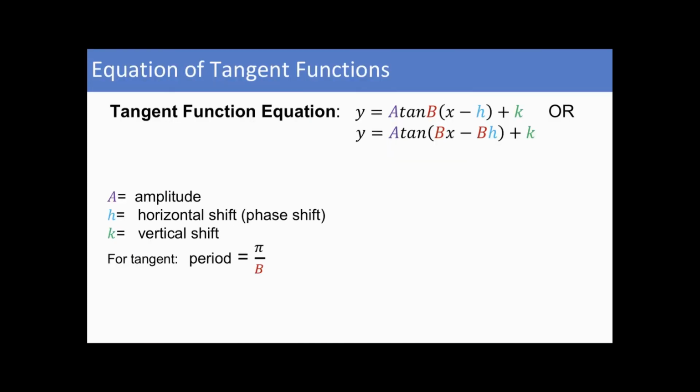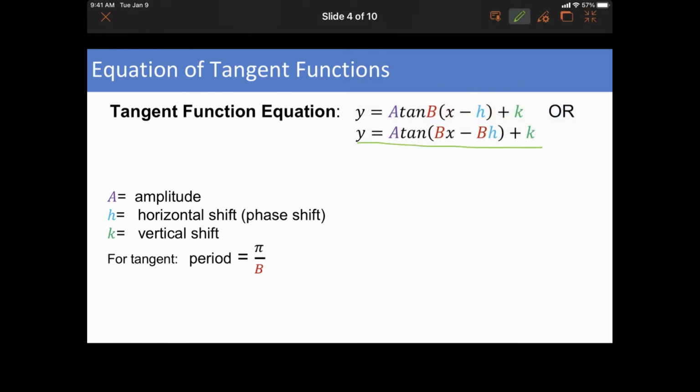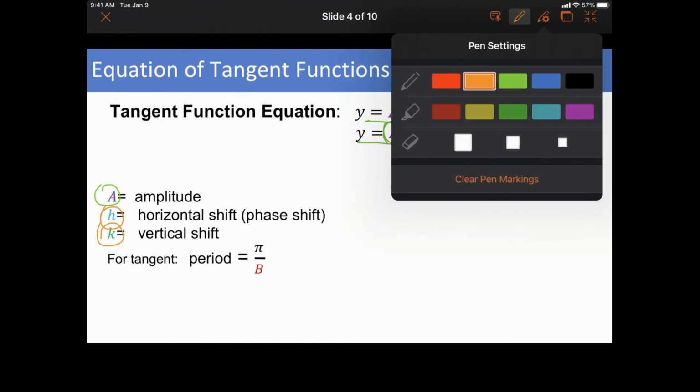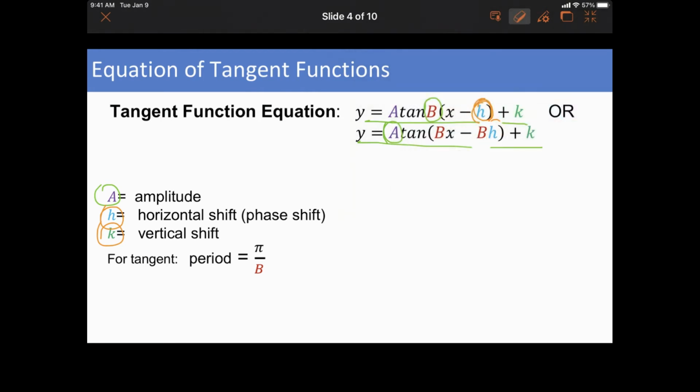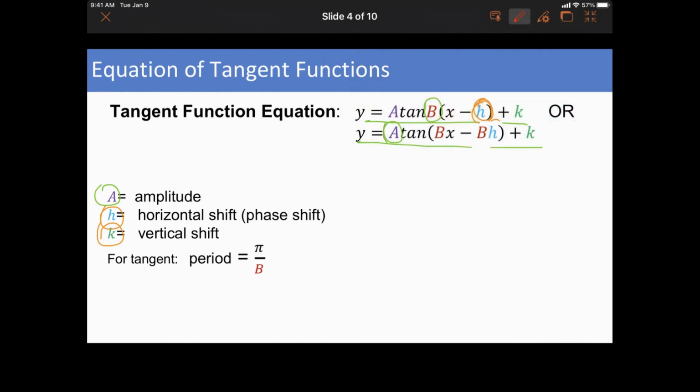But I wanted you to see the full equation, since it's similar to sine and cosine. Here's our b. So our a is our amplitude. Our h is our horizontal shift, which is inside the parentheses. Over here, it's multiplied. So we really like actually the top one better. Always factored form. And then the last one is k, which is outside the parentheses.